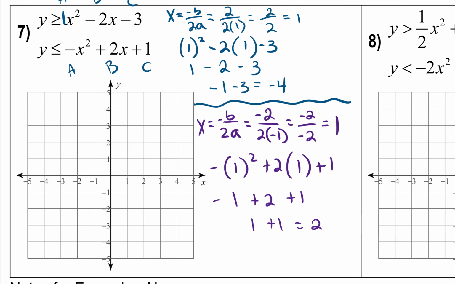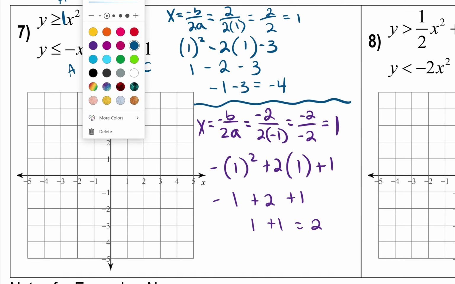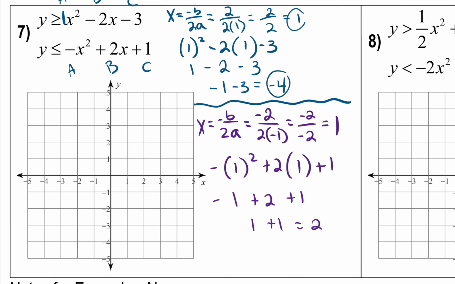Awesome. So let's go ahead and plot these. On the first one, I have 1, negative 4. So I go over 1, negative 4. There's my vertex. Now I use my quadratic pattern. Since my a is 1, I just go over 1, up 1, over 2, up 4. Same thing on the other side. And because my sign is underlined, this will be a solid line, right? So I have a solid line going this way. So there's the top one.